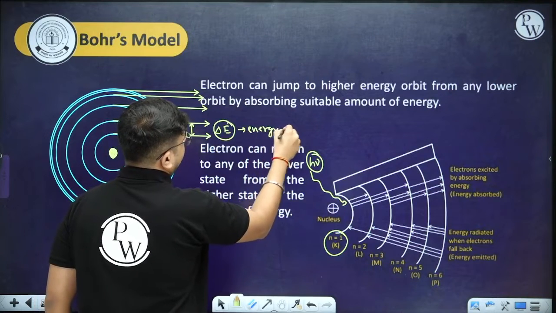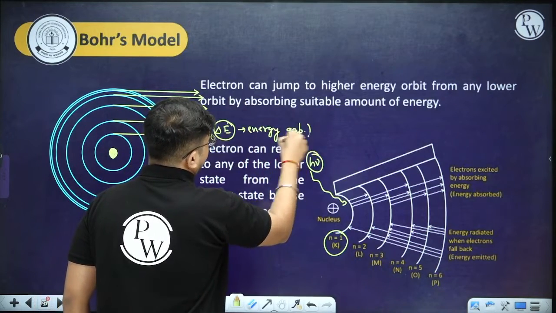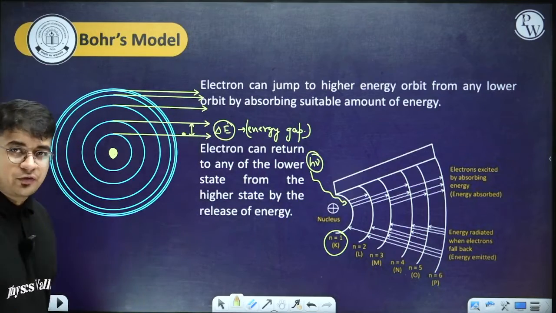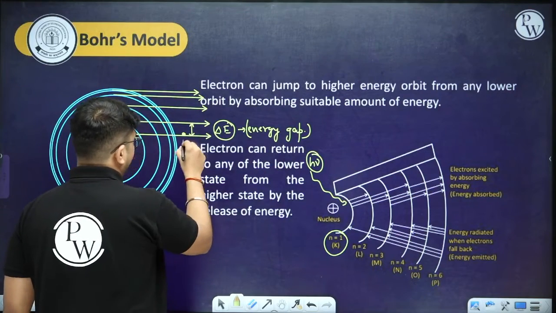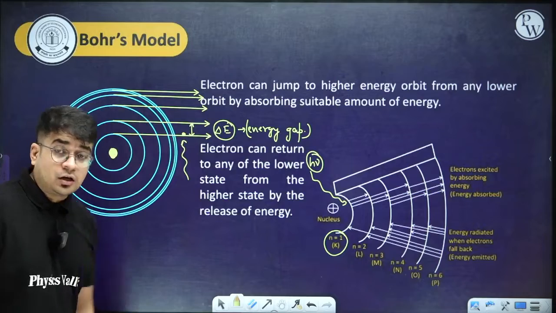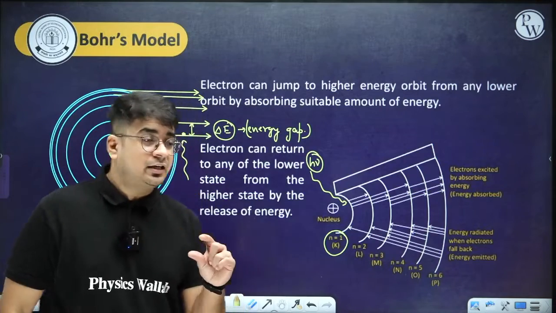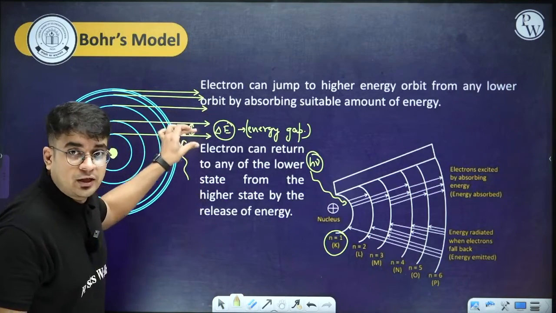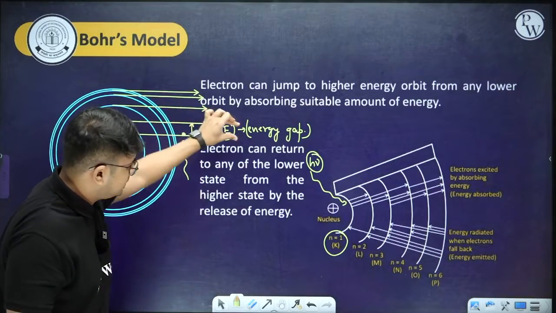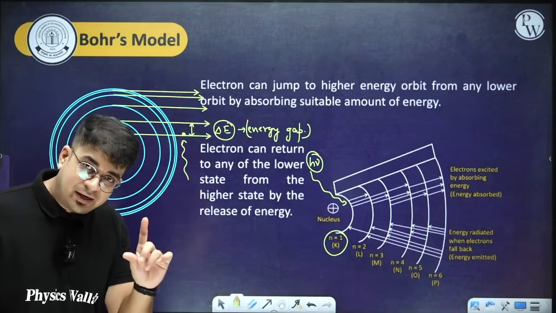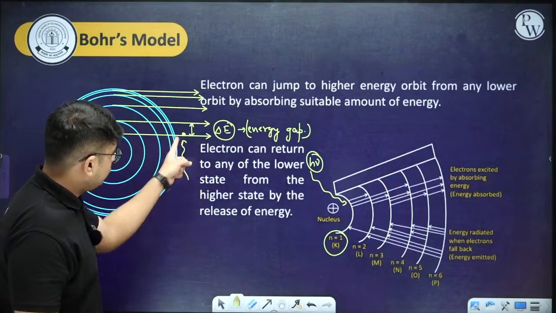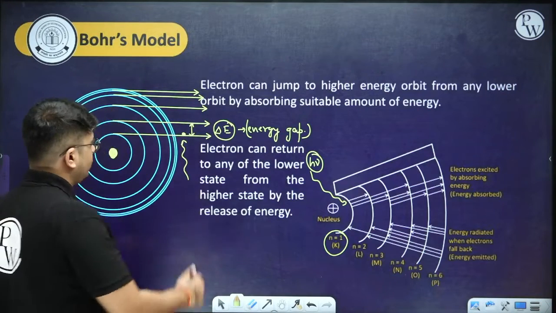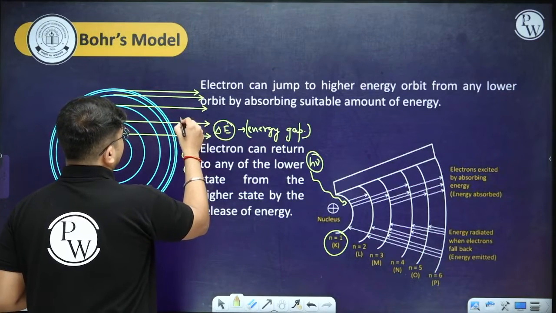This is the energy gap. Now let's say I am providing a certain amount of energy to this electron. This energy is actually sufficient to cross that barrier, because this barrier has a specific amount of energy, and I am providing the exact amount of energy. So the electron is going to absorb the entire amount of energy, and it will jump to the next higher orbit.